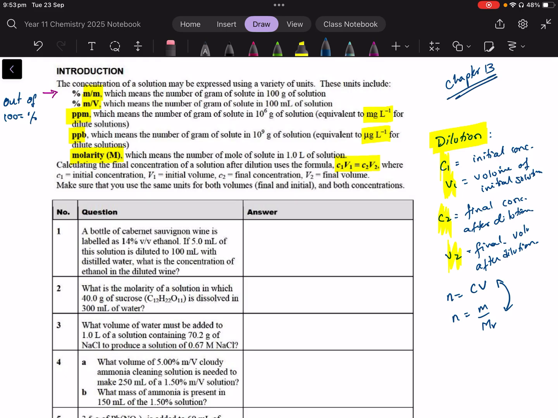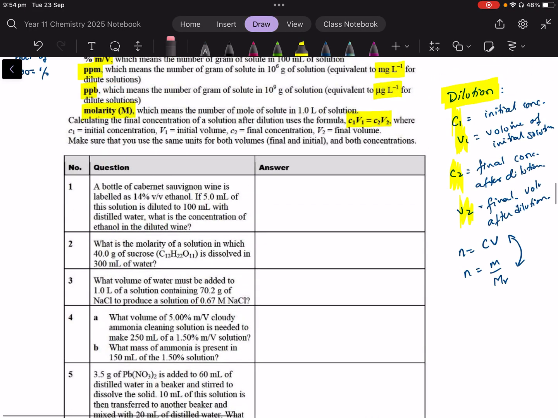If you want to consolidate and be able to solve some of the problems, look at this one over here, like mass over volume, percentage volume over volume, meaning volume of a liquid in volume of another liquid. Yeah. So we'll do some practice questions on this one in my next short mini lesson.